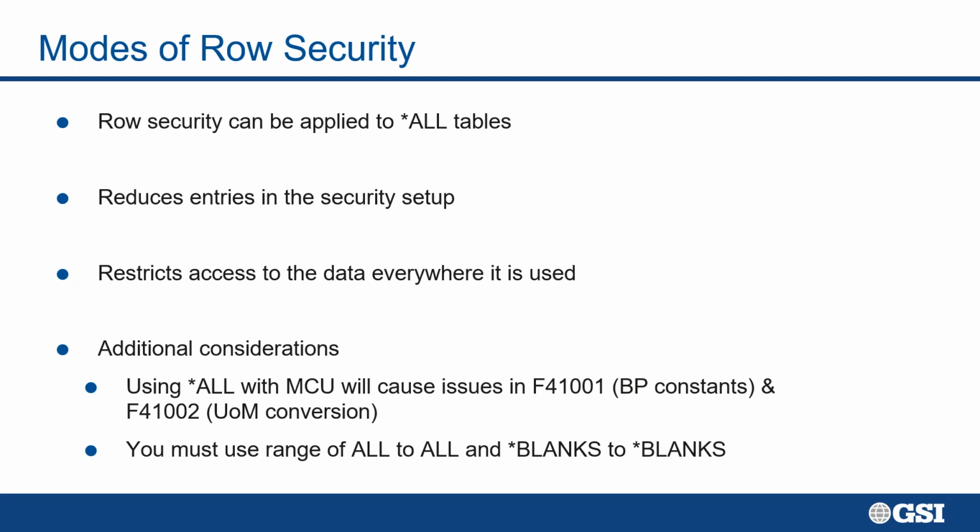Excuse me, and then some additional considerations down here. When using star all with MCU, it can cause issues, and most likely will cause issues with the F41001 and the F41002, which is the branch lines constants in the unit of measure conversion. It's because these tables typically use blanks in their data. So that's why the last bullet point here, you see you must use range of all to all and star blanks to star blanks for those issues to be resolved.